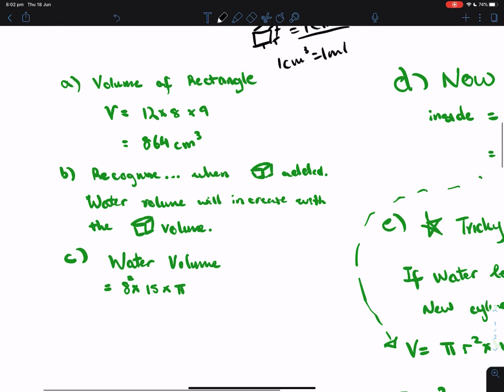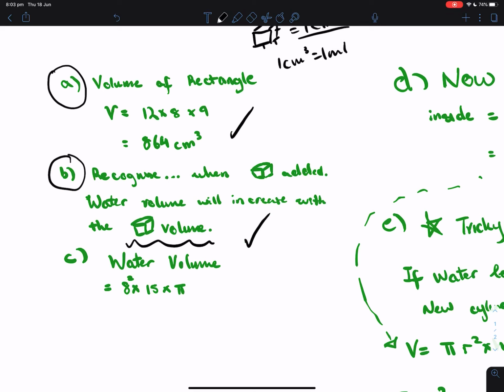Firstly, we need to find the volume of the rectangular prism, 864. They give us the dimensions of the rectangle as above. Recognize that when the prism is added, the water volume will increase in accordance to the prism's volume. Does that make sense? If you submerge a tissue paper roll, however much volume it displaces would be reflected in the water volume increasing.